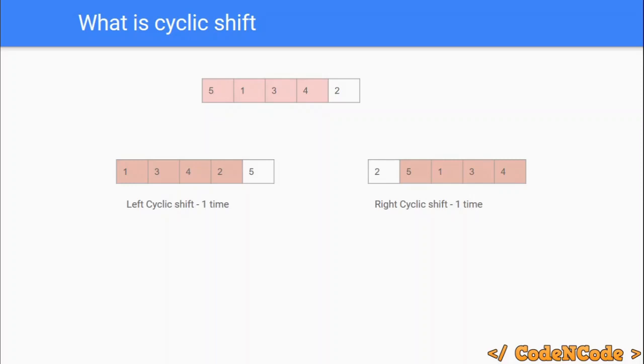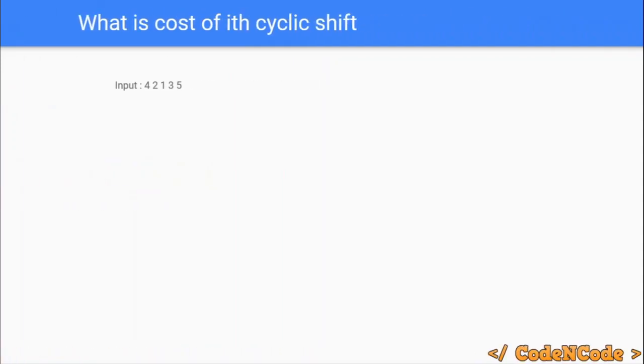So the question is, what is the cost of the ith left or right cyclic shift? Let me show you what I mean by the cost, because the cost can be different depending upon the problem statement, so I need to be specific about the cost of the cyclic shift. Suppose the input is this, a permutation of length n. A permutation means all of the elements will be unique and will be from 1 to n. So n is 5 here, so this is a permutation of length n.